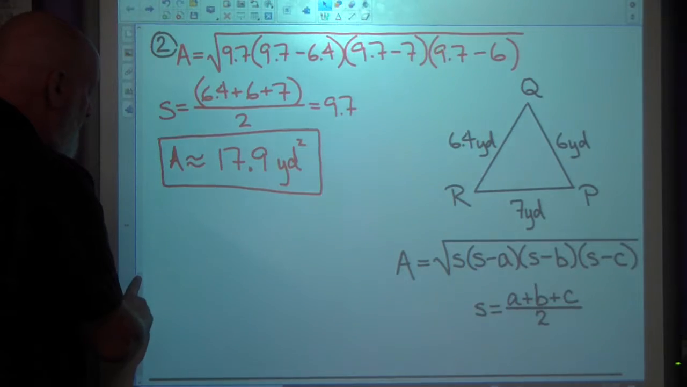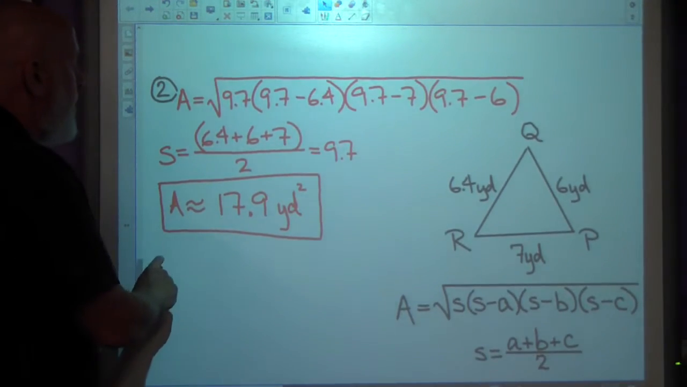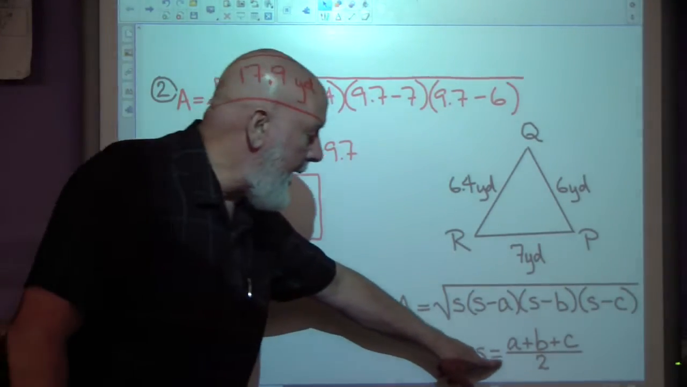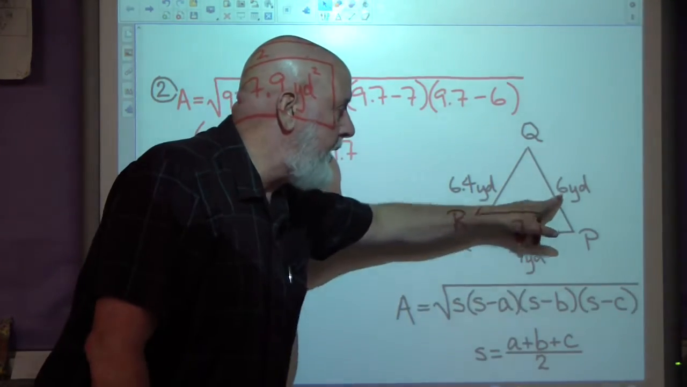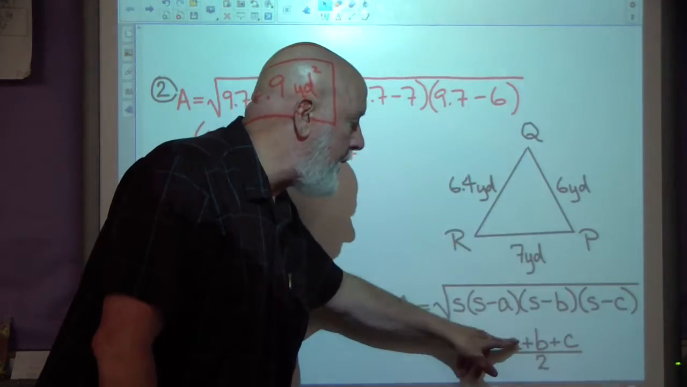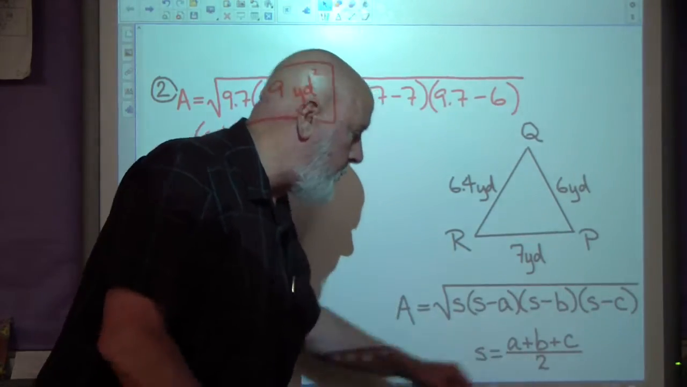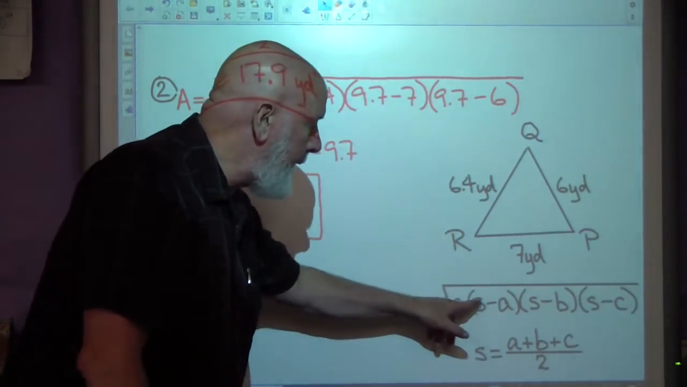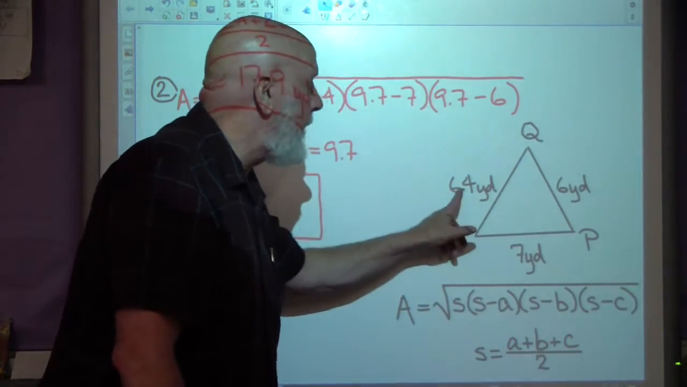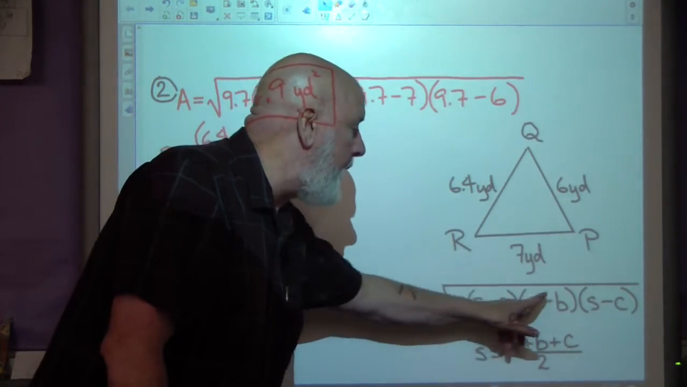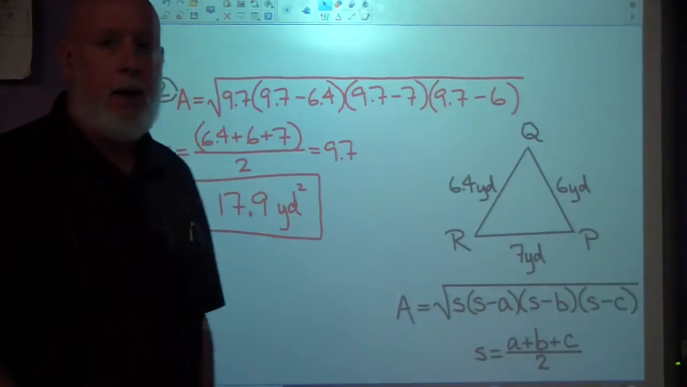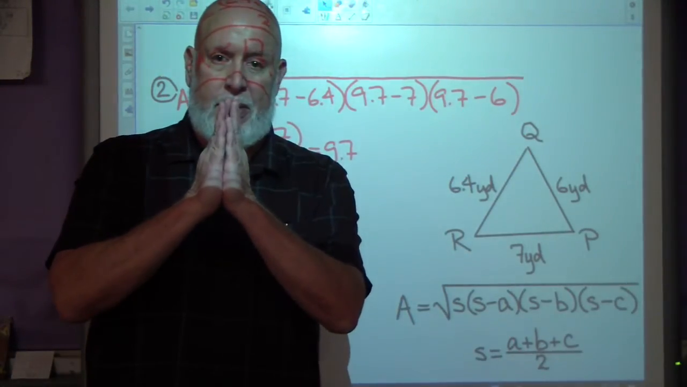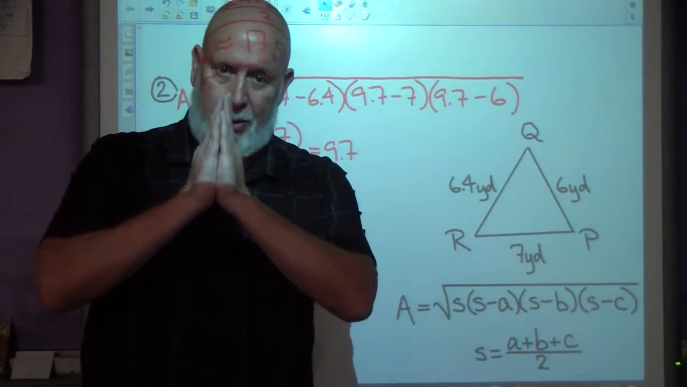That is Heron's formula. Again, the first thing you want to do is find S, that's the perimeter, A plus B plus C, even though they're not called A, B, and C in this particular problem. The sides of the triangle divided by 2, that's S. Plug in S here, here, here, and here. Plug in the sides of the triangle, here, here, and here, and try not to make a mistake when you're plugging it into the calculator. Round your answer to the nearest tenth because that's what you'll be asked to do. You can do this.